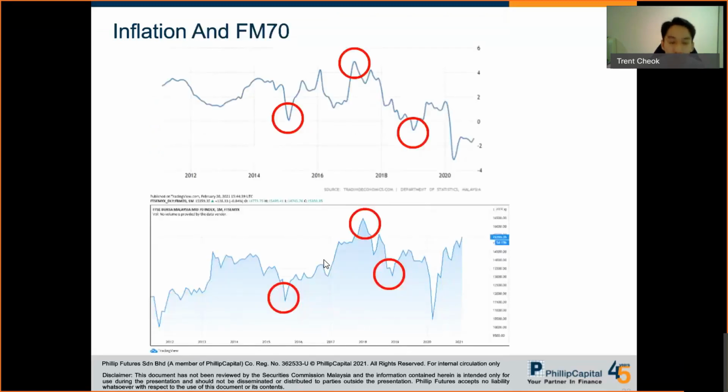Okay, now we do a comparison of inflation and FM70. So you can see on the chart here, I've circled a few sections, a few periods where inflation actually affects the FM70 index. So one thing to take note of, based on Bank Negara policy, they say that a healthy inflation is around 2%. Also same with the Fed, around 2%. So this is considered a stable inflation rate.